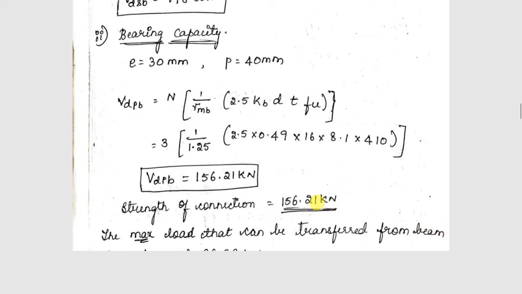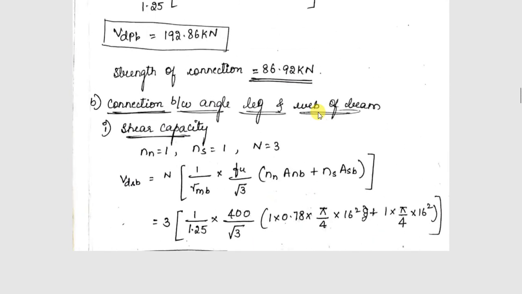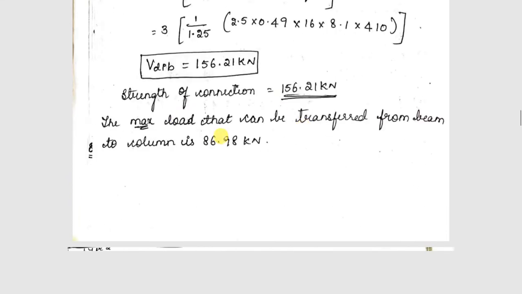that can be transferred from angle leg to beam. So the least of these two values, 156.21 and 86.92, will be the strength of this connection, or the load that can be transferred through this connection. The least is 86.92. Hence, the maximum load that can be transferred from beam to column or column to beam is 86.92 kilonewton. So this is regarding beam to column connection.